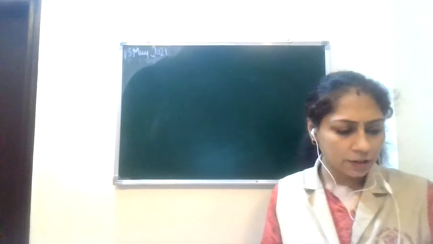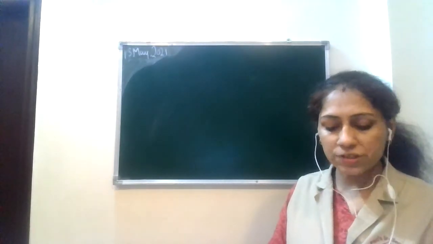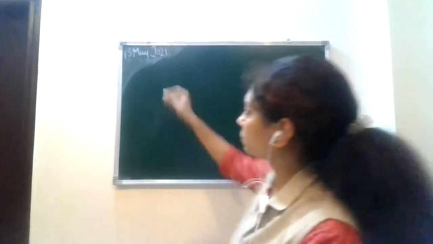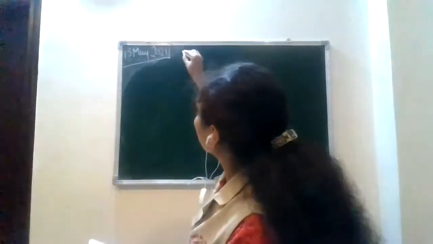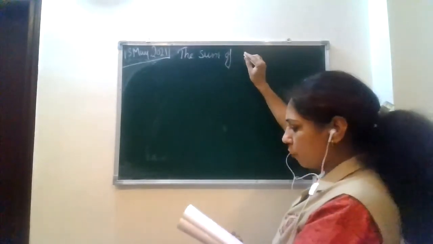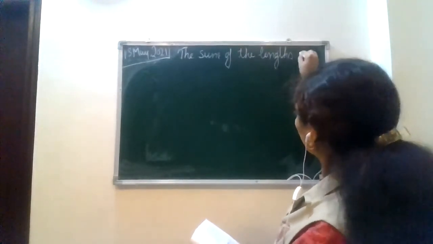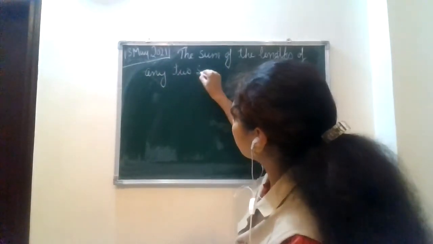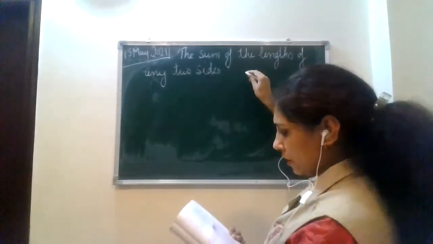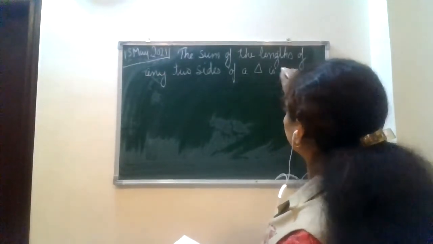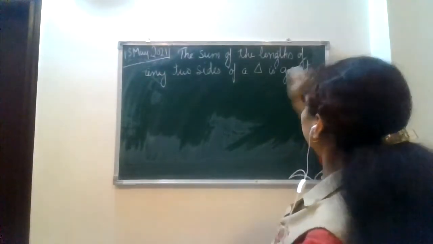The property is: the sum of the lengths of any two sides of a triangle is greater than the length of the third side. I'm writing it here: the sum of the lengths of any two sides of a triangle is greater than the third side.